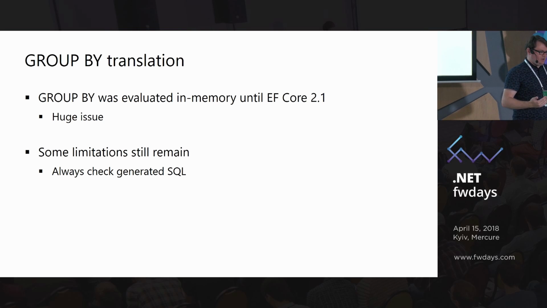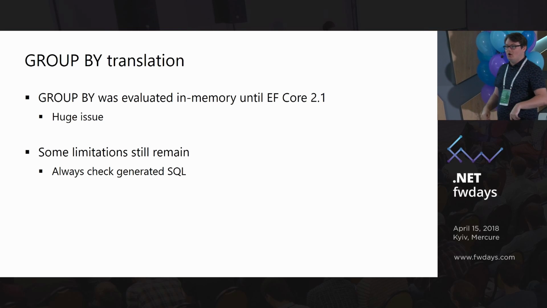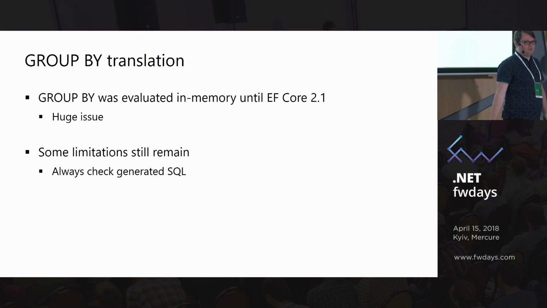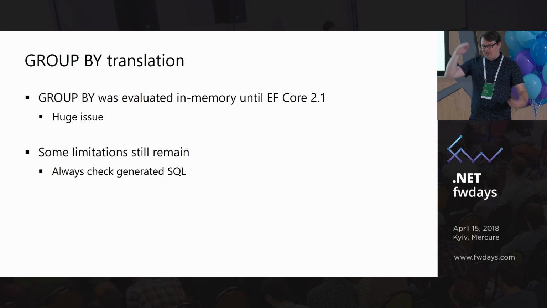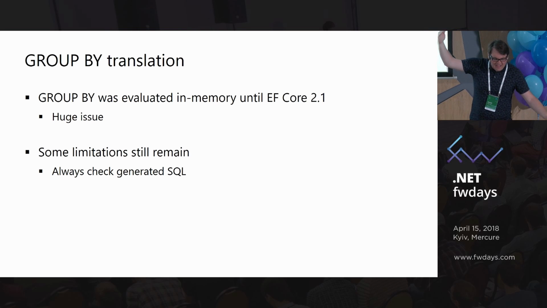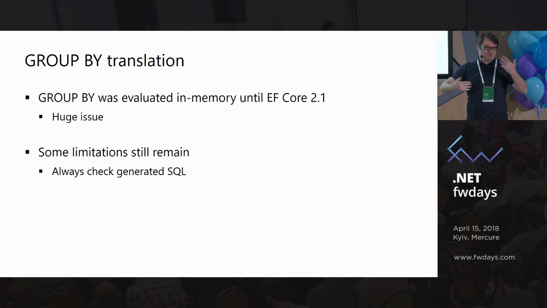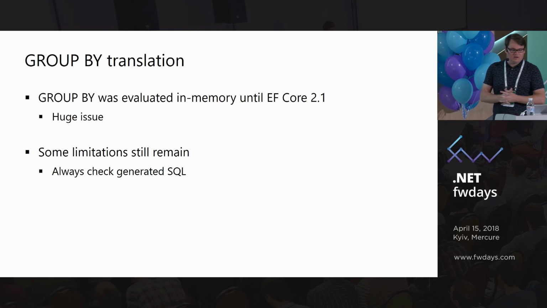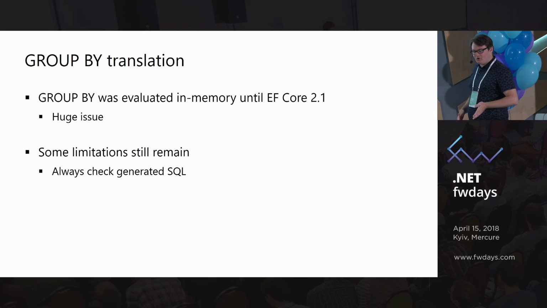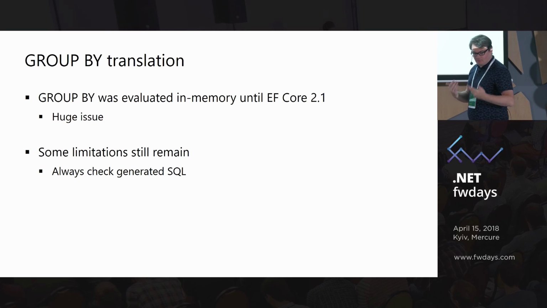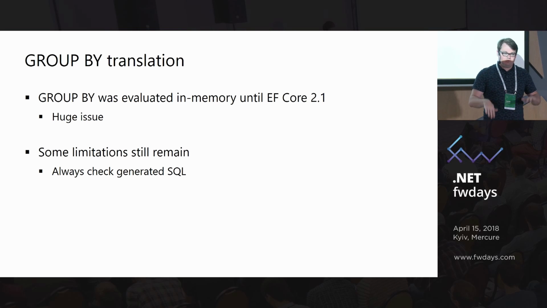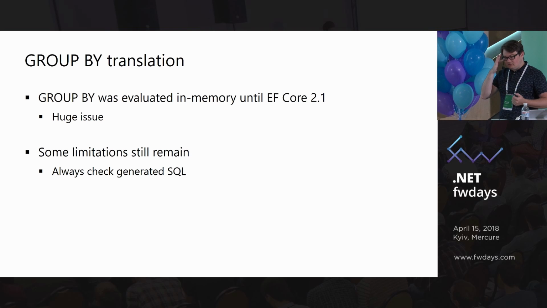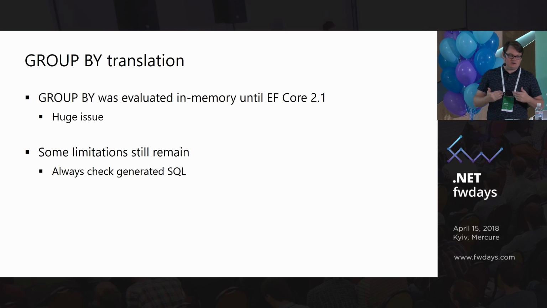So group by was evaluated in memory, which is a huge problem in any real-world scenario, because you don't want to load 10 million records into memory, then do some sorting to make the group by even possible, and it's annoying. So the Entity Framework Core team is working on the group by translation. It's not perfect, as you will see in the demo, but it can be used at least for the basic scenarios.